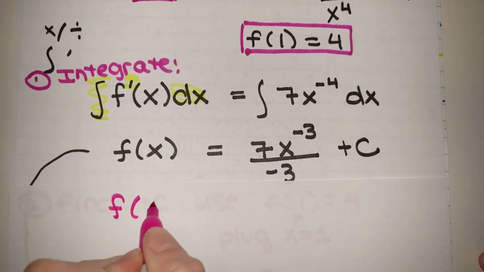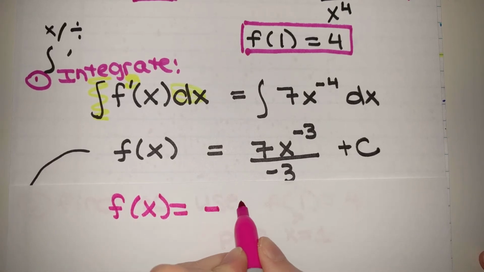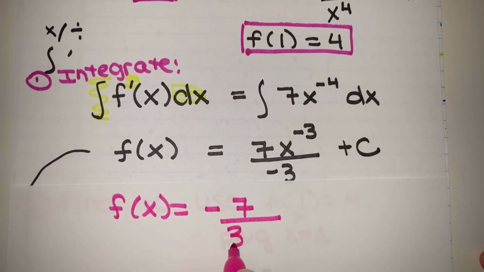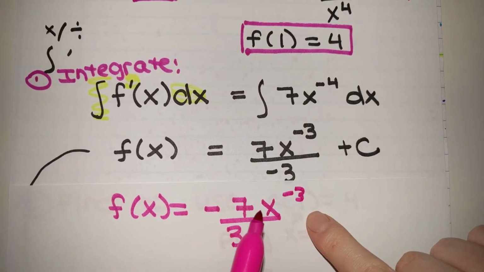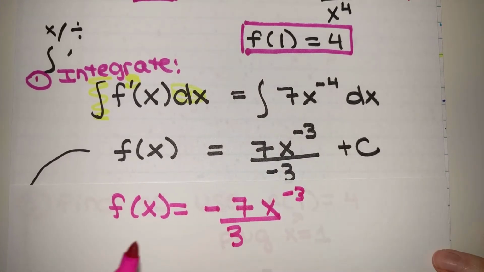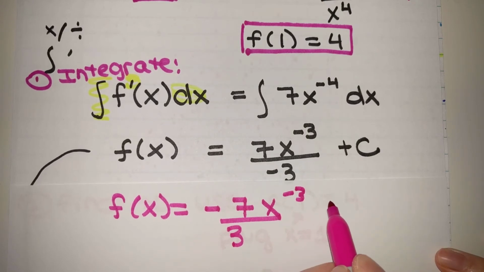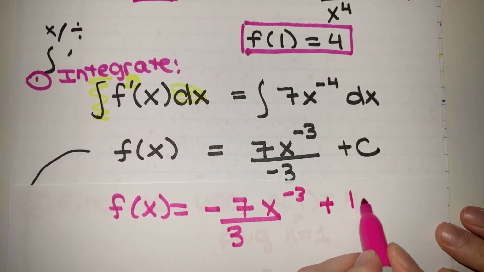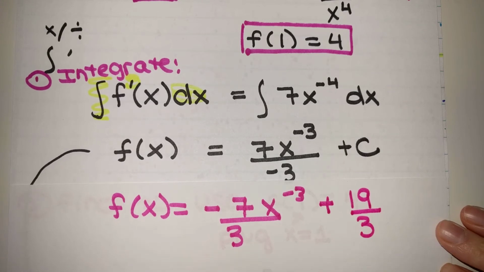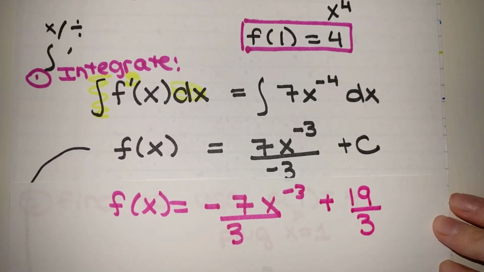to say that our final answer is going to look like f of x equals negative 7 over 3 x to the negative 3. To make sure the answer choice is correct, we could either move the negative exponent down or keep it as a negative exponent, and then plus our c value, which is 19 over 3. And that is our little f of x function.